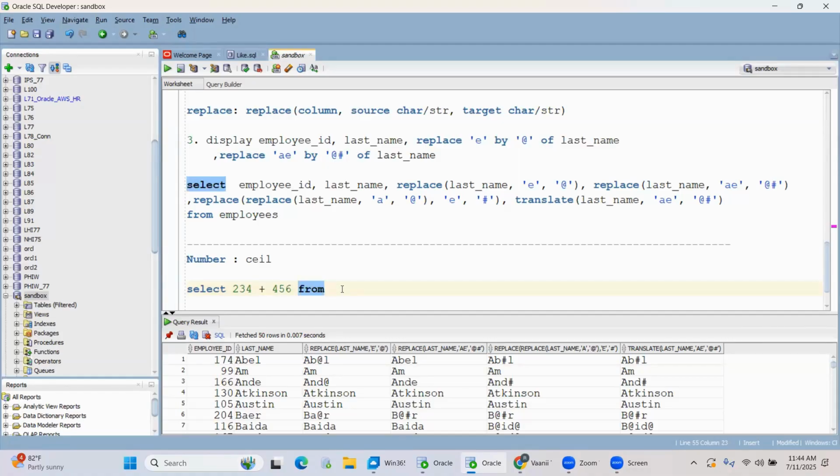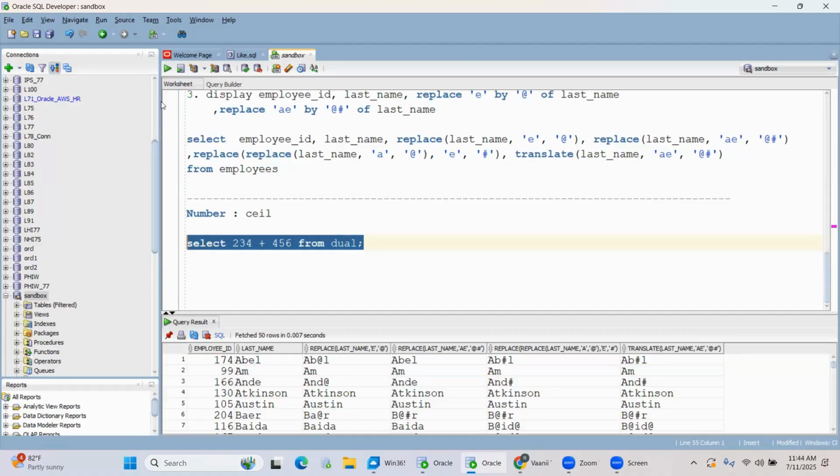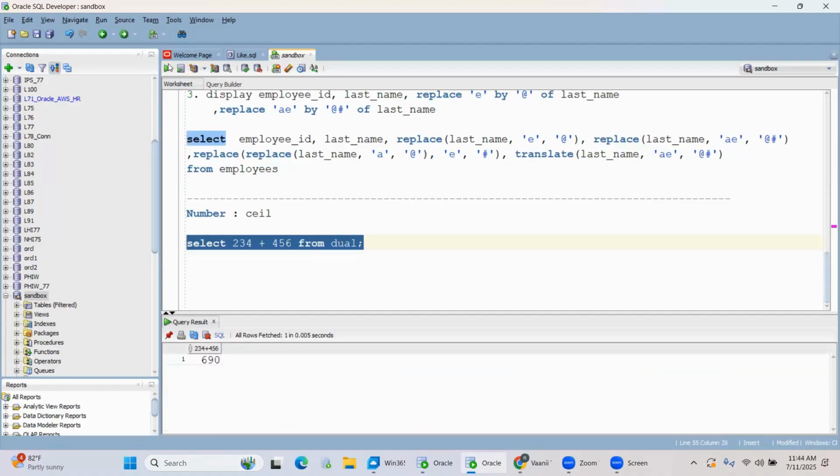Yeah. So if you write something in a select statement which is not from any table, for that we write dual. And if you just run it, it will give you some value. So SQL works as a calculator also, okay? If you are planning to do some calculation, try it on SQL also.